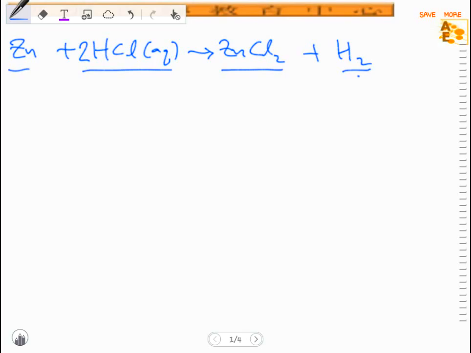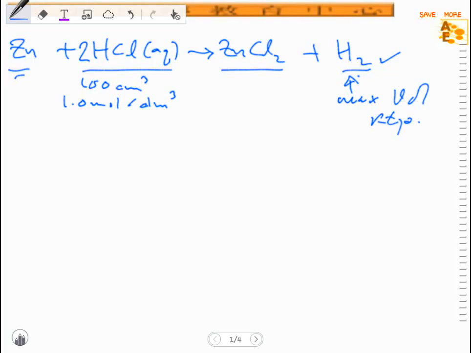In this question, they stated an excess of zinc, which means we use as much zinc as possible. The excess zinc is added to 100 cubic cm of hydrochloric acid with a concentration of 1 mole per cubic decimeter. We are given the equation, and they ask us to find the maximum volume of hydrogen that will be evolved at RTP, room temperature and pressure.